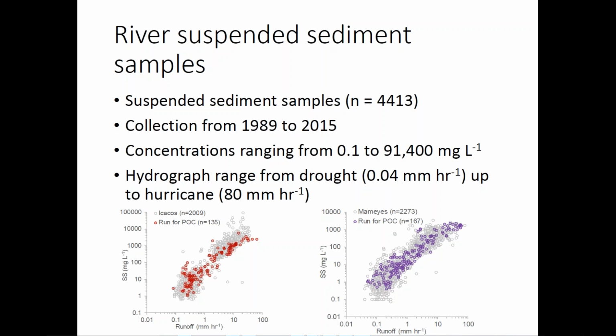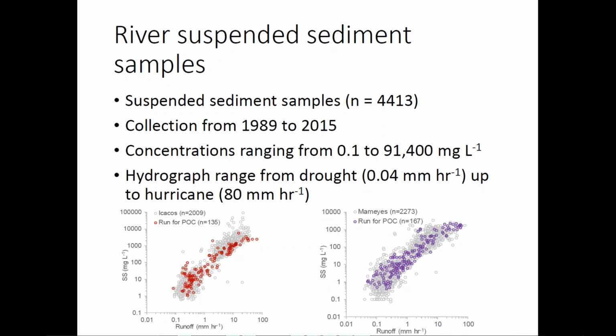One thing that I did was locate a whole bunch of suspended sediment samples from either our collections, and also using USGS samples. There are over 4,000 between the two rivers, and the collection spans from 1989 to 2015. We have really huge concentration ranges, which is pretty amazing, and a really large hydrograph range, with some samples even collected during hurricanes.